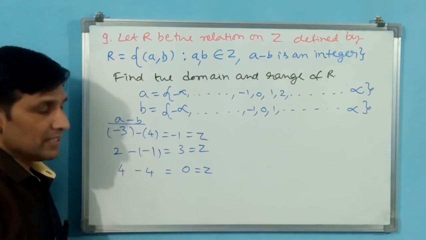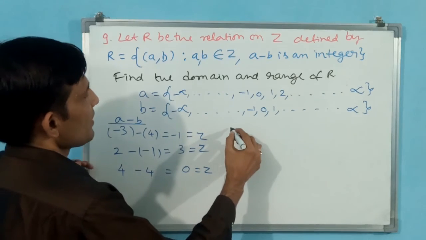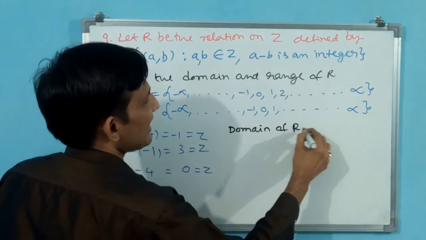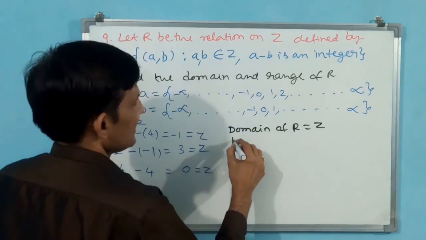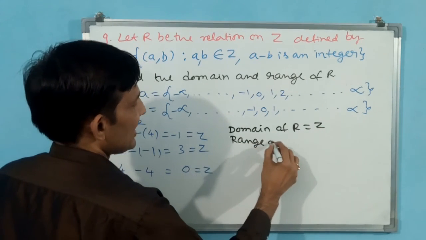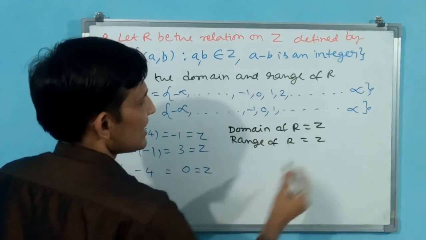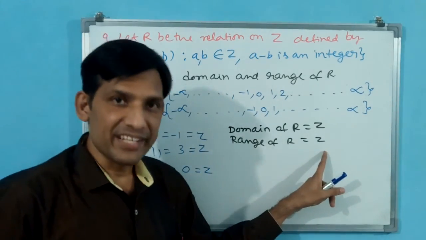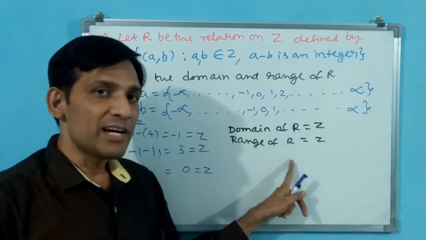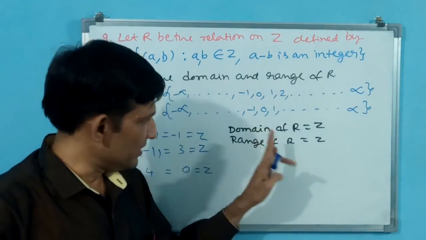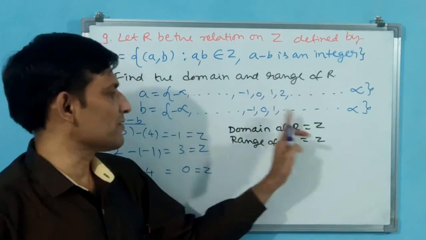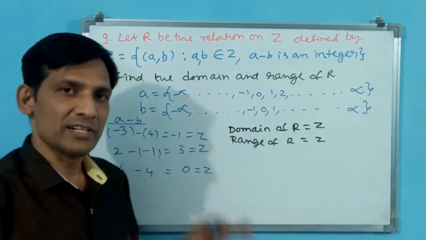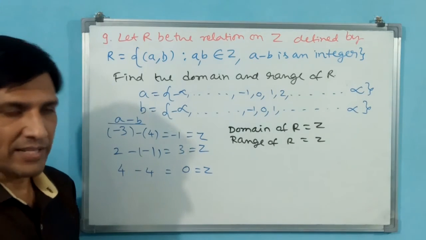That means only Z will come. Finally, you understand, no? Now what we can write? Domain of R is equal to Z. Range of R is equal to Z. Here, R is relation, Z is integer, not real number, integer, okay? Relation R: domain of R is equal to Z, range of R is equal to Z. This is the answer for your 9th question.